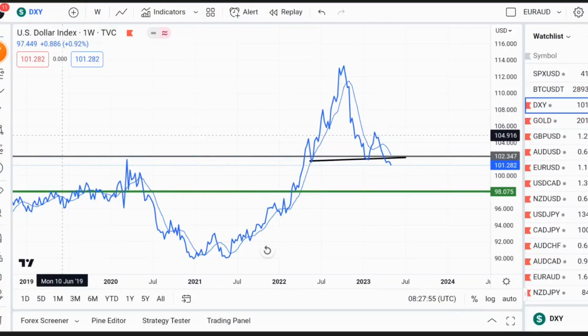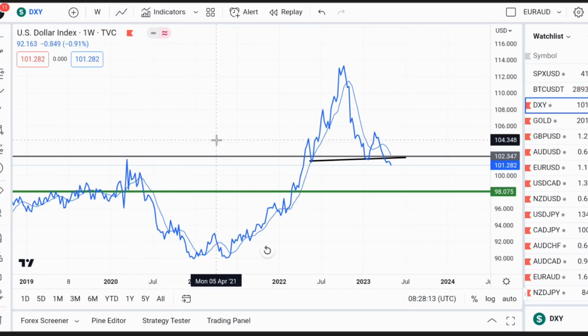Last week we saw the DXY, that is the US dollar, decline even after the release of the US job data, which came out better than expected. Even after that, some factors were still taken into consideration, which made the US dollar decline last week. Let's check the economic calendar.